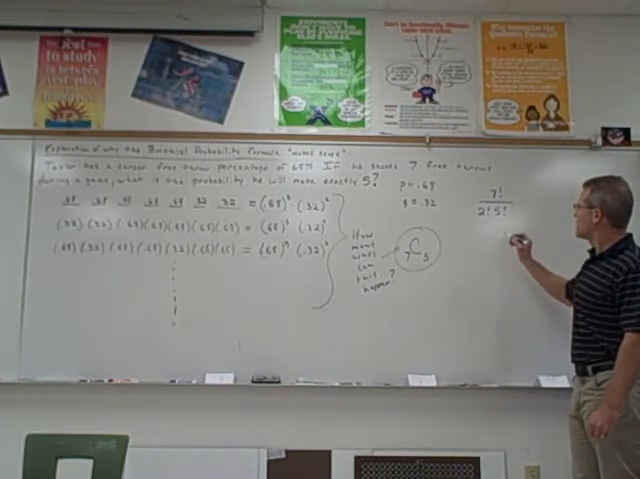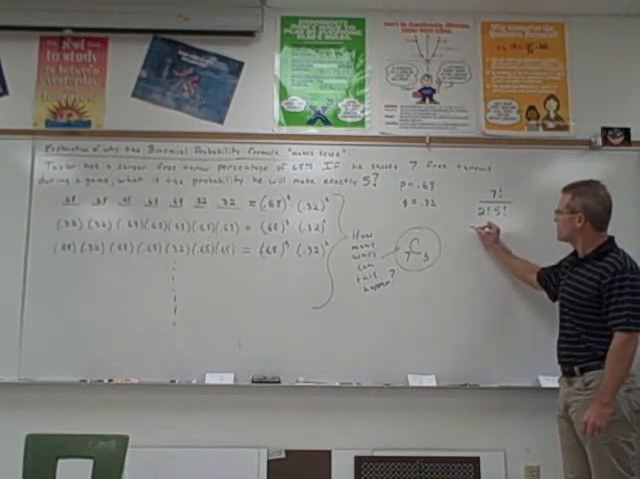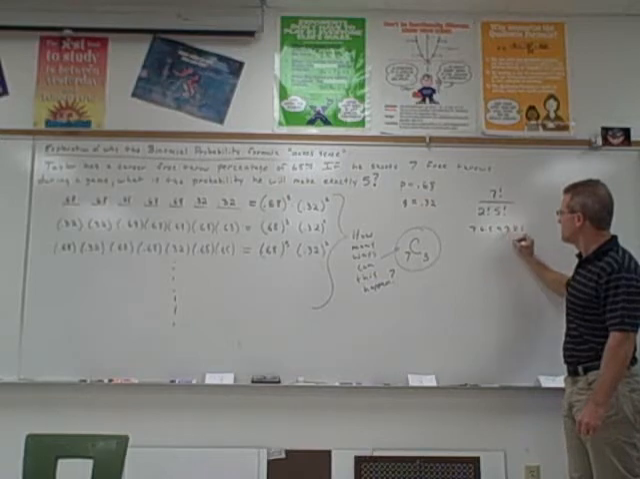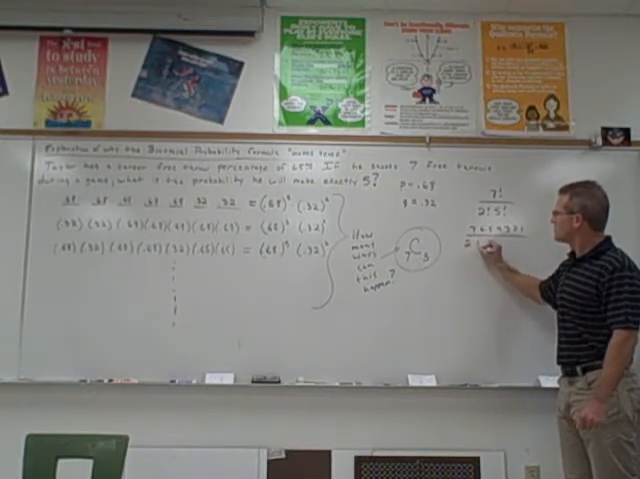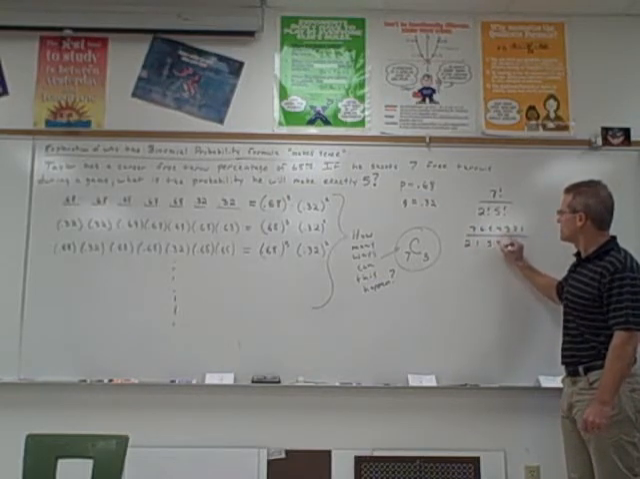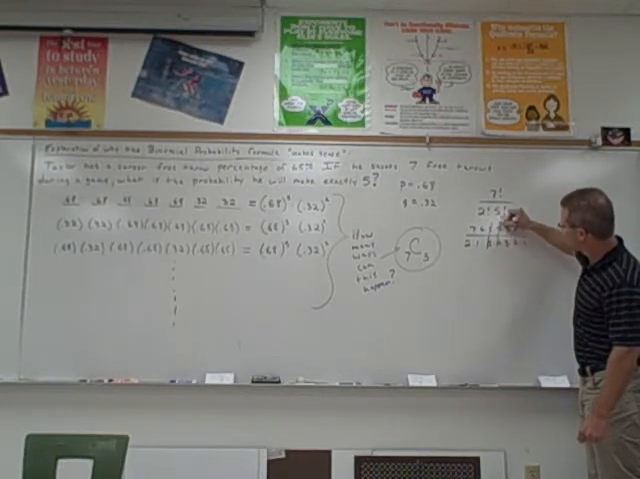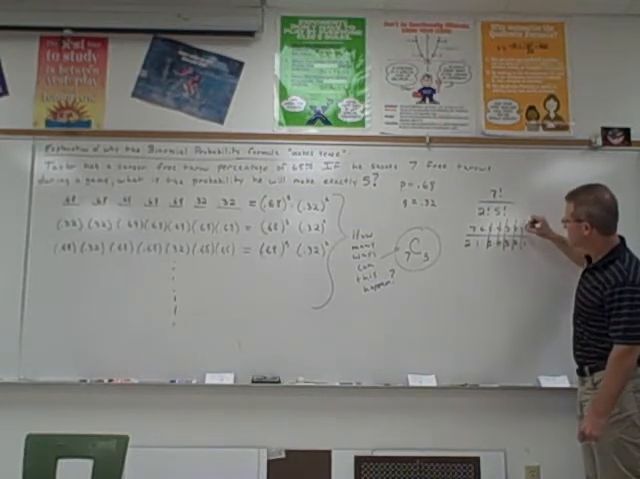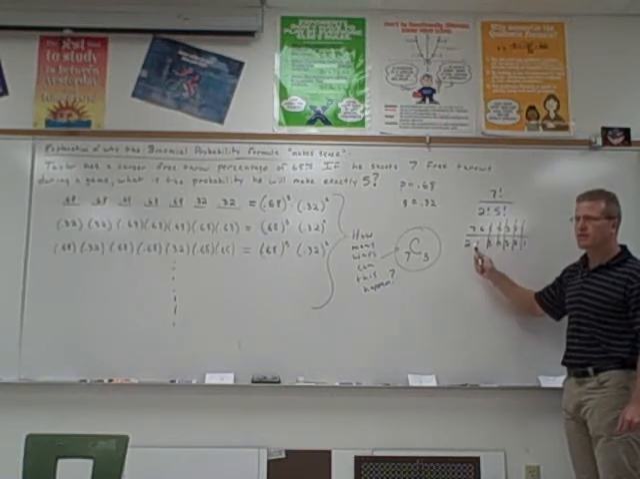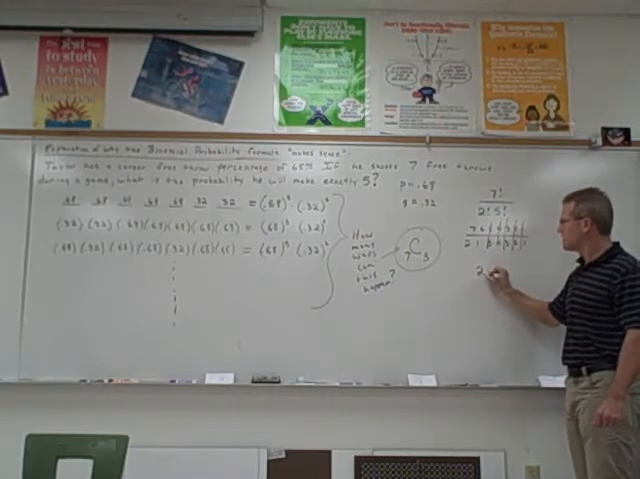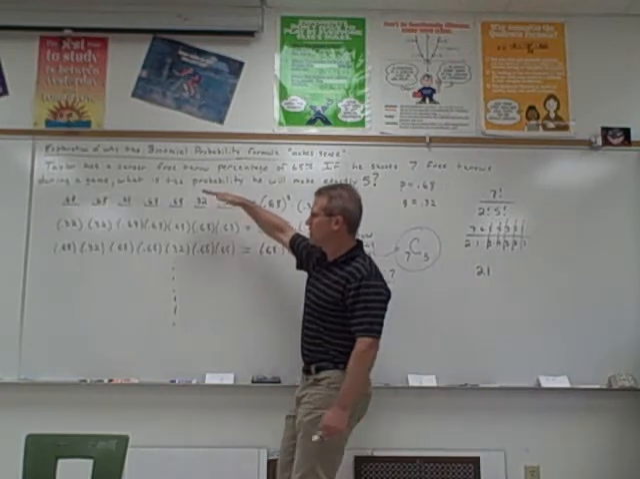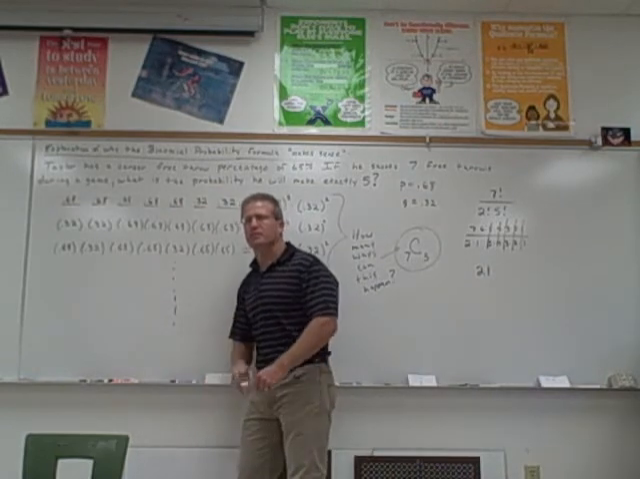So let's figure out what that is. 7 factorial is 7 times 6 times 5 times 4 times 3 times 2 times 1. 2 factorial is 2 times 1. 5 factorial is 5 times 4 times 3 times 2 times 1. Cancel the 5s, 4s, 3s, 2s, 1s. That's 42 divided by 2, which is 21. There's 21 different ways that I could list these out. Okay?